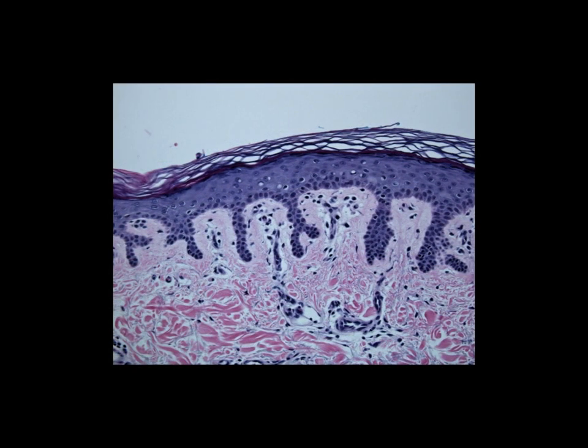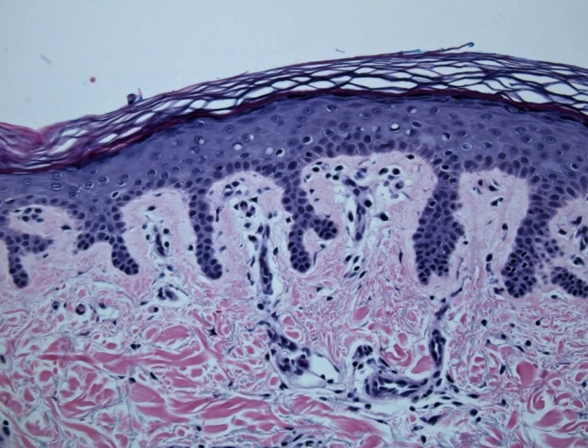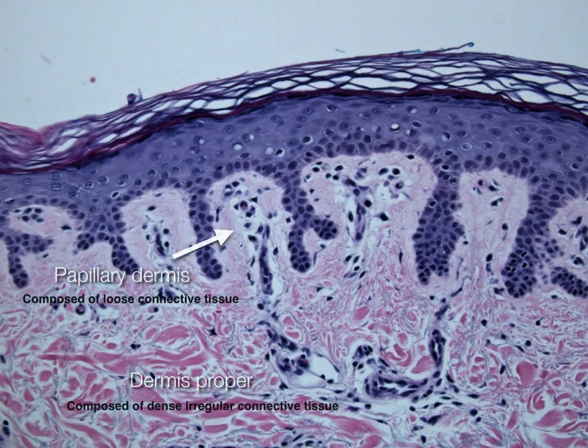Now let's take a look at the dermis of the thin skin. Just like that of the thick skin, the dermis is also divided into 2 layers. The superficial finger-like projection is known as a papillary dermis, which is composed of loose connective tissue, whereas the rest of the dermis is composed of dermis proper, or the reticular layer. This is composed of dense, irregular connective tissue.